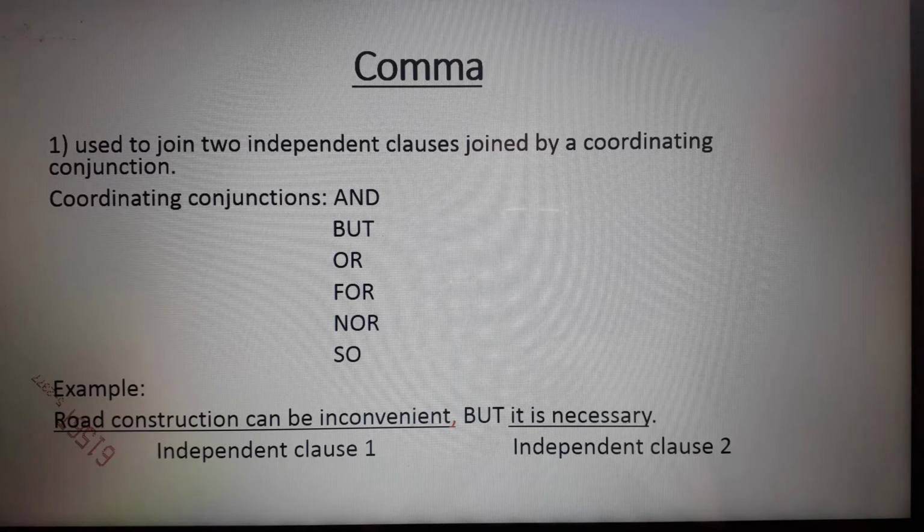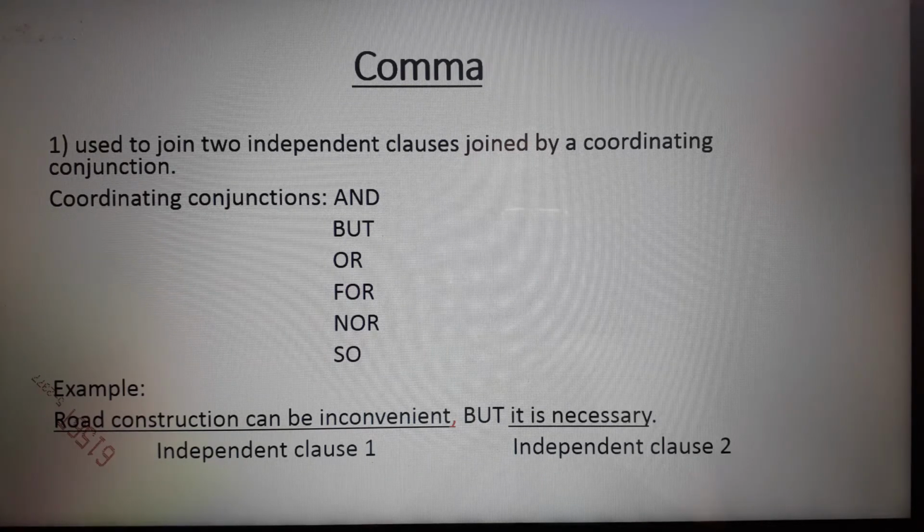A comma is used to join two independent clauses joined by a coordinating conjunction. You can see here a list of coordinating conjunctions. They are and, but, or, for, nor, and so. So you can join two clauses using these coordinating conjunctions, and you need to use a comma as well. Okay? You have an example here.